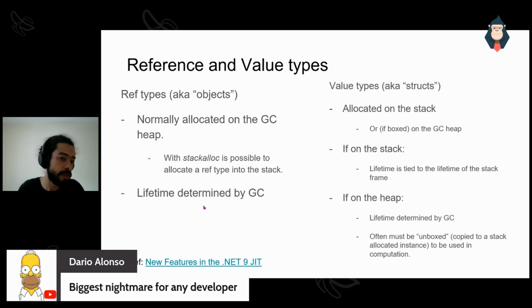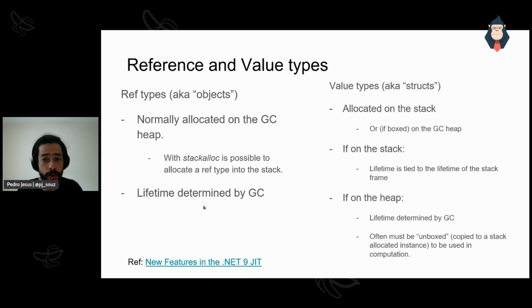If the object is allocated on the heap, the lifetime of this object will be determined by the garbage collector. Then for the value types, which in C# are known as structs, they are normally allocated on the stack, but they can be boxed. When they are boxed, they will live on the garbage collector heap. If they are living on the stack, the lifetime is tied to the lifetime of the stack frame. So as soon as you leave that method context, the stack will be cleaned up, and with it all the variables and memory that you used there.